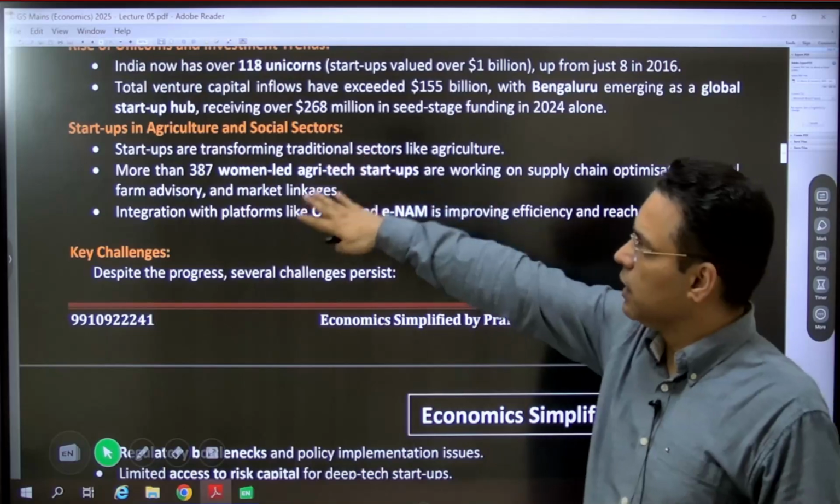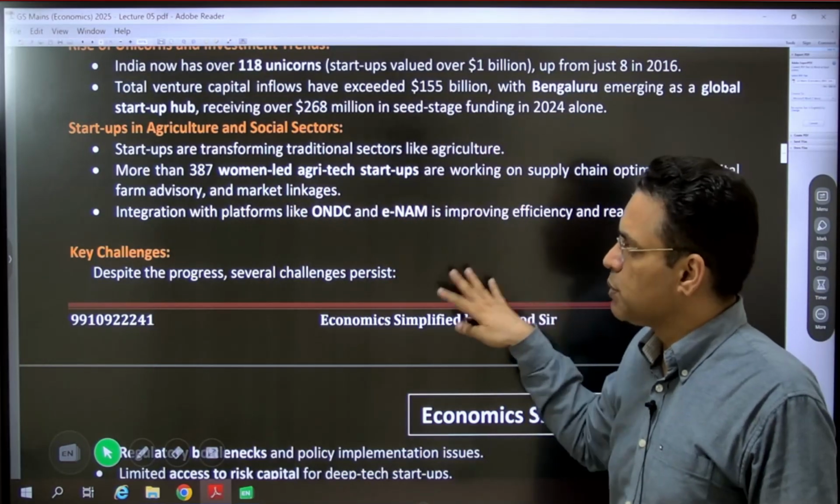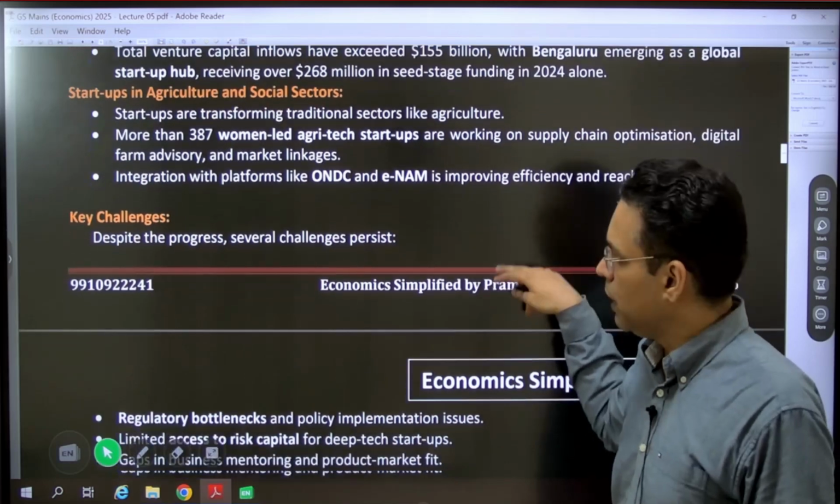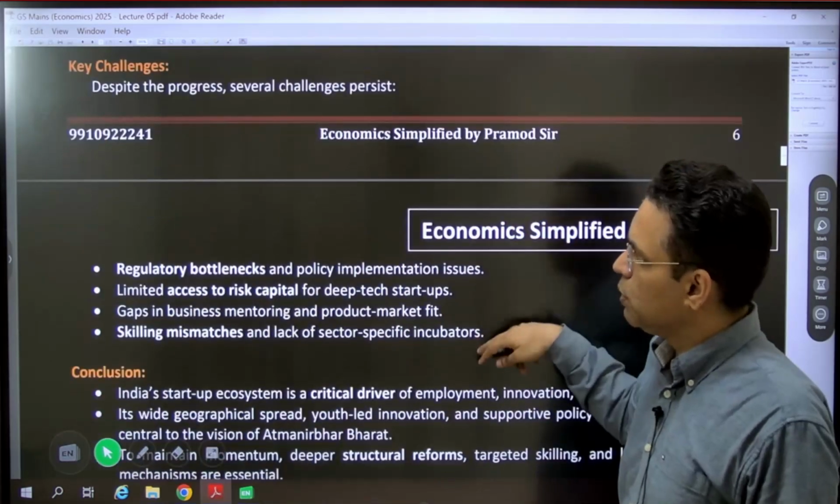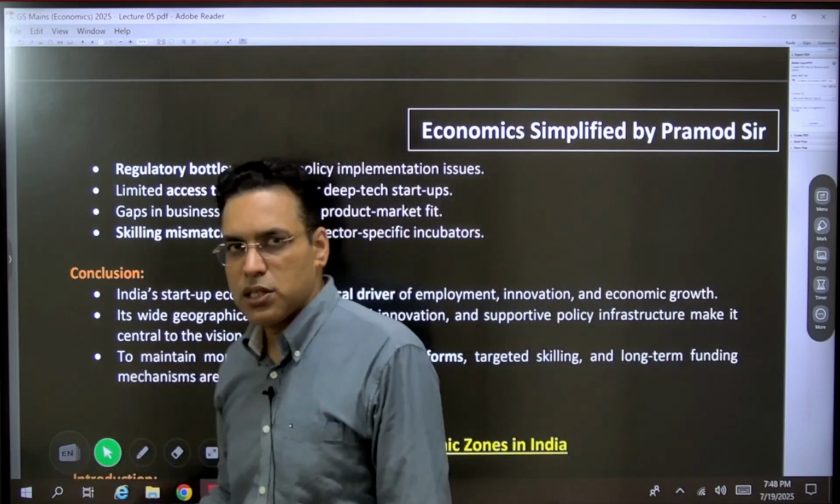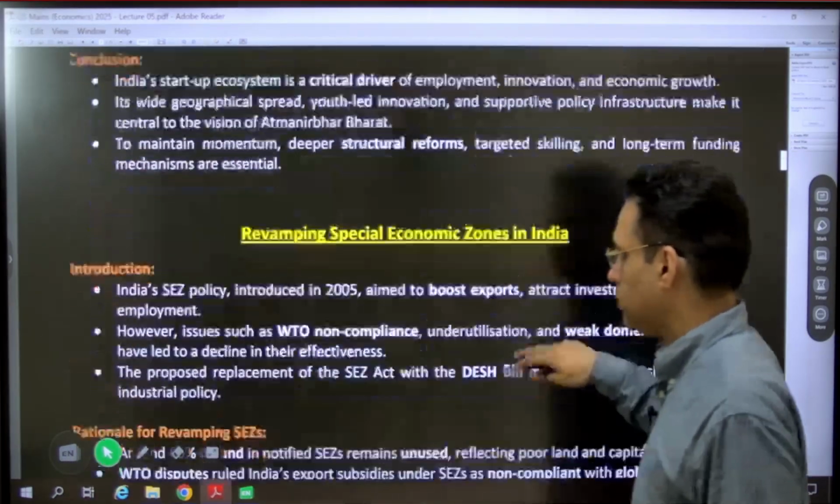Then startups in agriculture, you can easily say that we have startups in agriculture, women-led, integration with platforms like ONDC and eNAM. Okay. And there are challenges also. You can see regulatory bottlenecks, limited access to risk capital, skill mismatches, all those issues are there.